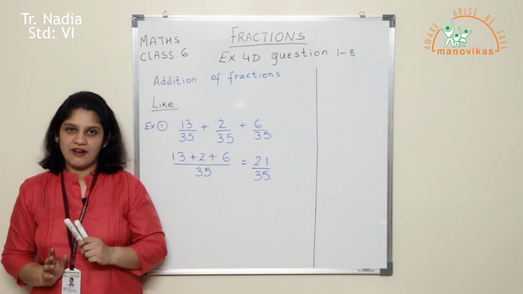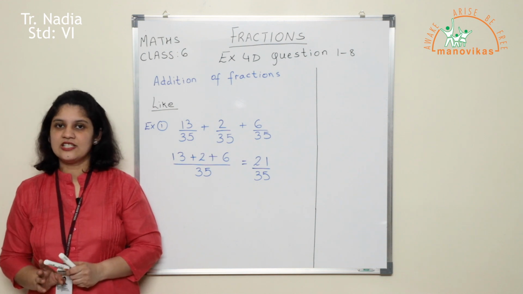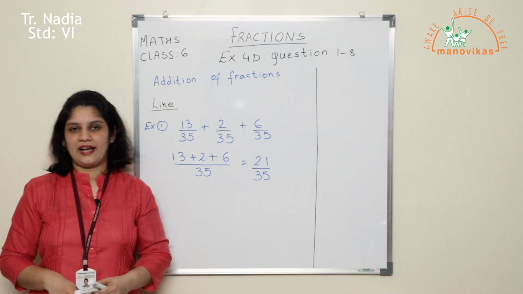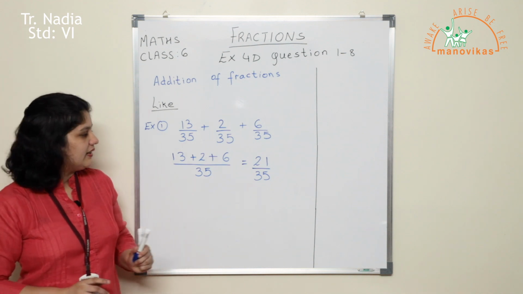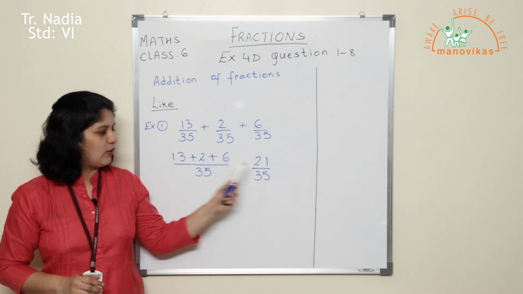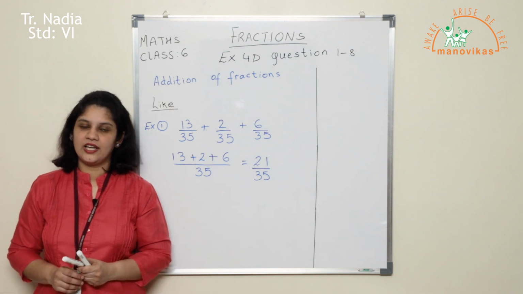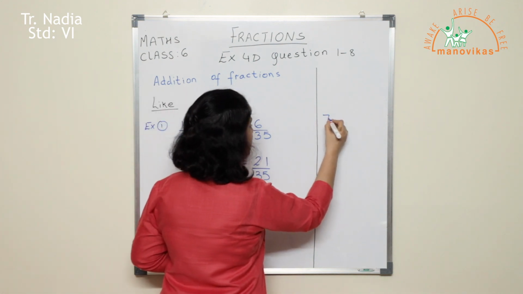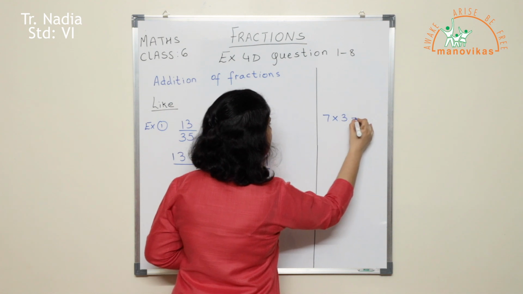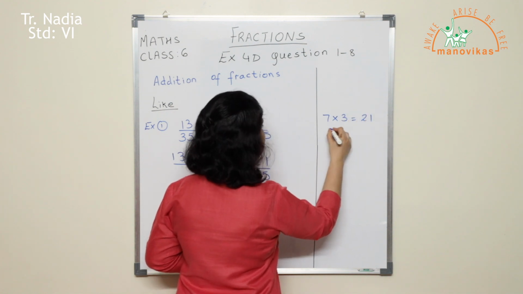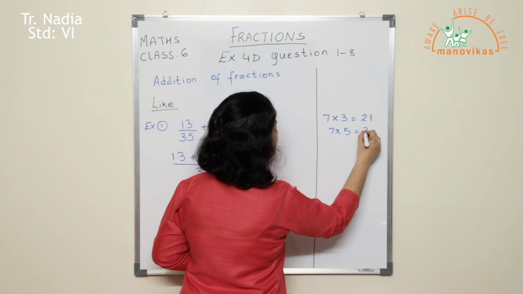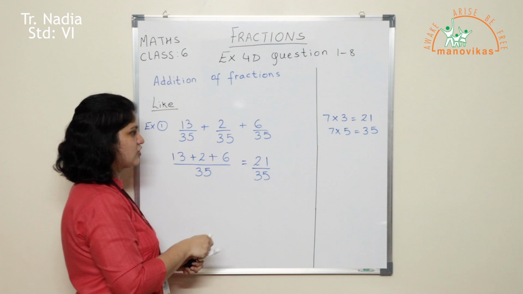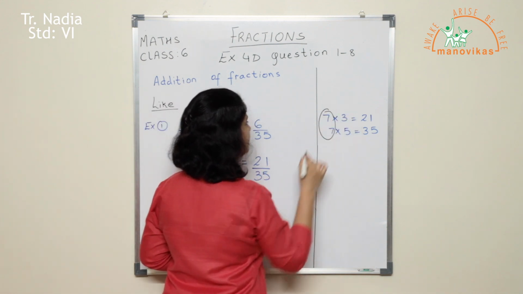Now after you get the final answer, after adding the fractions, always make sure to find out whether you can reduce the fraction further or not. If you look here, children, we have 21 in the numerator and 35 in the denominator. You all can remember that in the 7 times table, both these numbers come. 7 3s is 21 and 7 5s is 35.